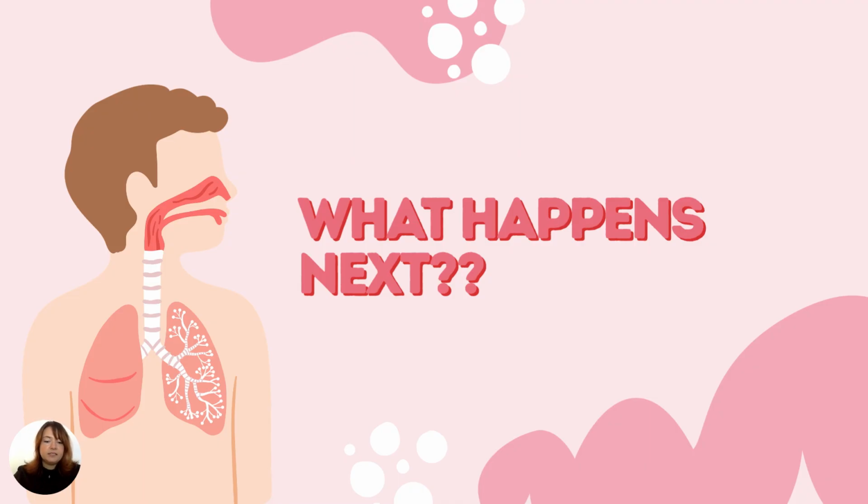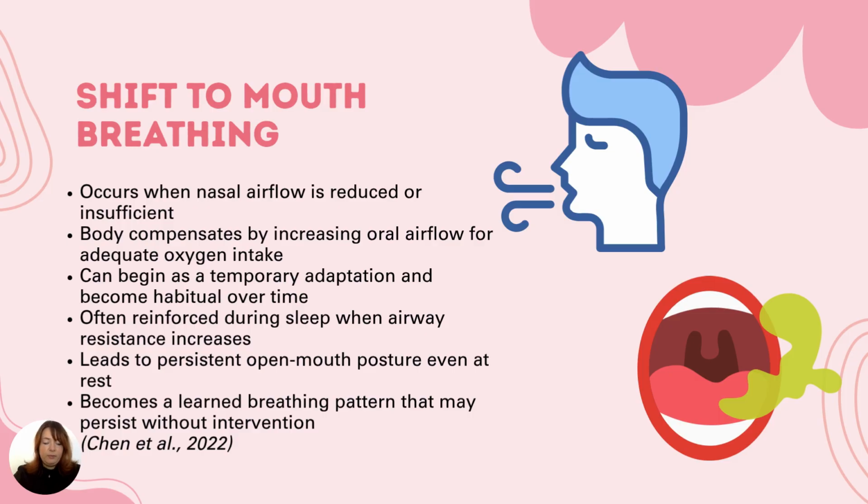So what happens next? If a patient does have airway obstruction, the first thing is that they will shift to mouth breathing from nasal breathing. This occurs when nasal airflow is reduced or insufficient. The body compensates by increasing oral airflow for adequate oxygen intake. It can begin as a temporary adaptation and then become habitual over time, often reinforced during sleep when airway resistance increases, and leads to persistent open mouth posture even at rest. It becomes a learned breathing pattern that may persist without intervention.